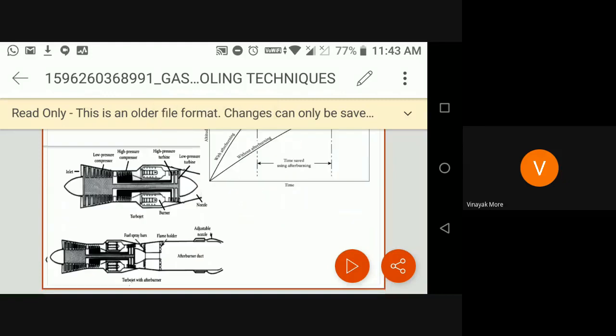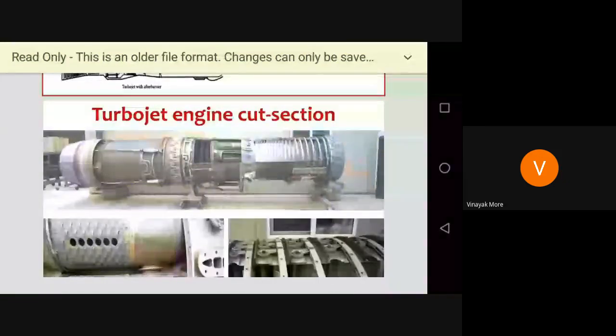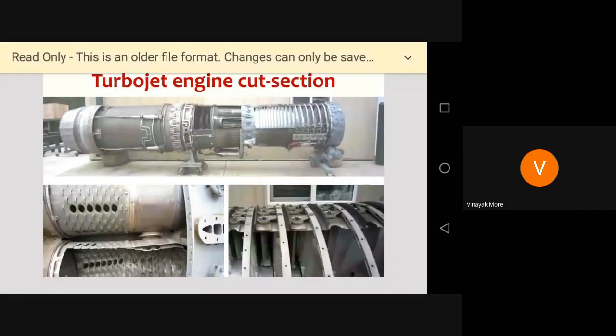Next PPT is on the parts. So here you can understand one turbojet engine is kept there. From the right side of the image, it has an air inlet, a compressor stage, a combustion chamber, then we have turbine stages, and a long pipe at the left side. What you can see is the tailpipe for the afterburner.